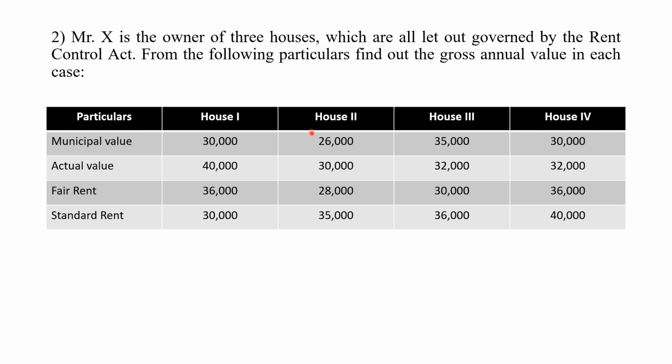Particulars: house 1, 2, 3 and 4. Municipal value. For house 1, the municipal value is 30,000. House 2, 26,000. House 3, 35,000. House 4, 30,000. Actual rental value 40,000, and fair rental value for house 1 is 36,000, and standard rent for house 1 is 30,000. Then coming to house 2, actual value, fair rental value and standard rent are given, as well as for house 3 and 4. Now move on to next.